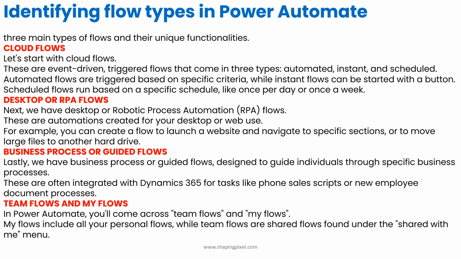Next, we have desktop or robotic process automation flows. These are automations created for desktop or web use. For example, you can create a flow to launch a website and navigate to specific sections, or to move large files to another hard drive.